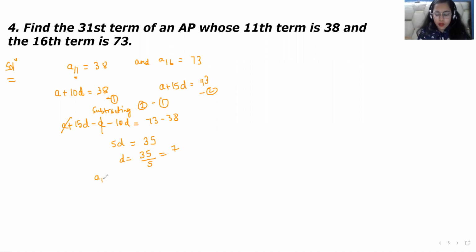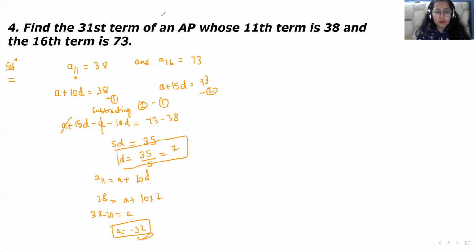So A11 is equal to A plus 10D. A11 is 38, A we don't know, and 10 multiplied by 7. So here 38 minus 70 equals A. So A is minus 32. Now we have A. Now we have D.